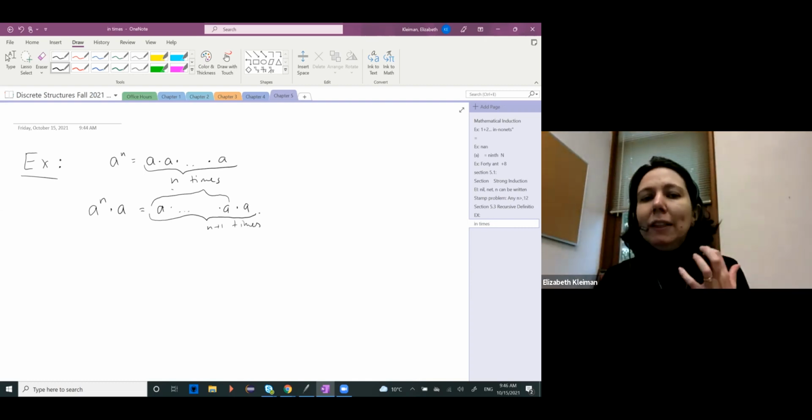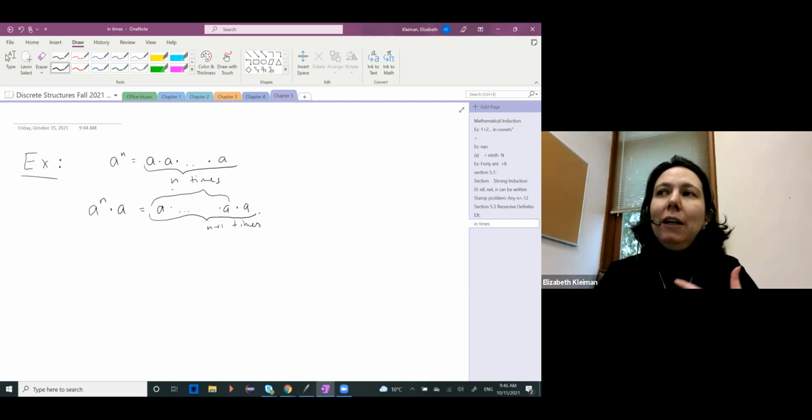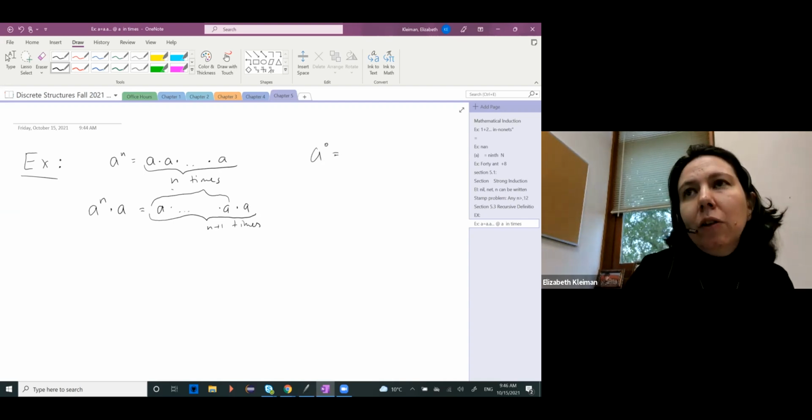And now I'm missing the starting position. So what is going to be my starting position? How do I start? I need to say how do I define the very basic a to the power 0. What is going to be a to the power 0? How do I define it?